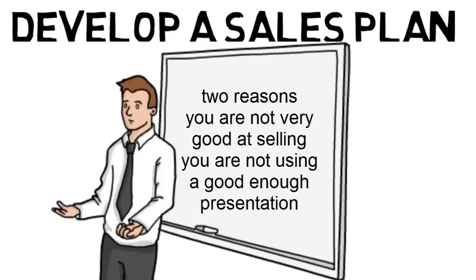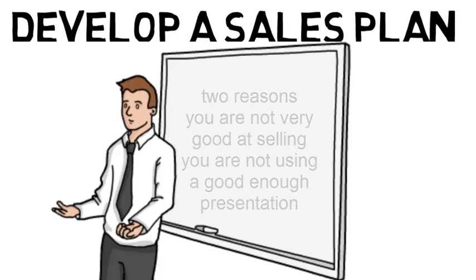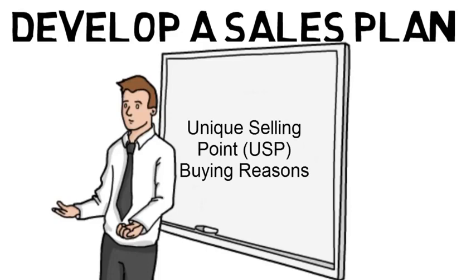Given that your product is something people want to buy, then there are only two reasons why you're not winning more business. Either you're not very good at selling, or you're not using a presentation that is good enough to convince people they need your product. So as we work through the lessons, we'll build a new presentation step by step. We will look at the things that make your customers want to buy your product, unique selling point, USP as many people refer to it, or buying reasons as I prefer to call it.